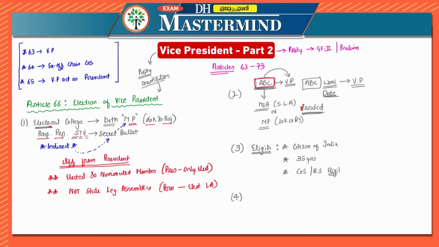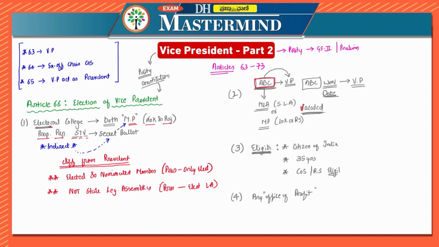This says that a person shall not be eligible for election as vice president if they are holding any office of profit. Now, office of profit means, for example, that they own a company which is getting favors from the state government or central government, or if that company is directly related to the state government or central government. That is called an office of profit.